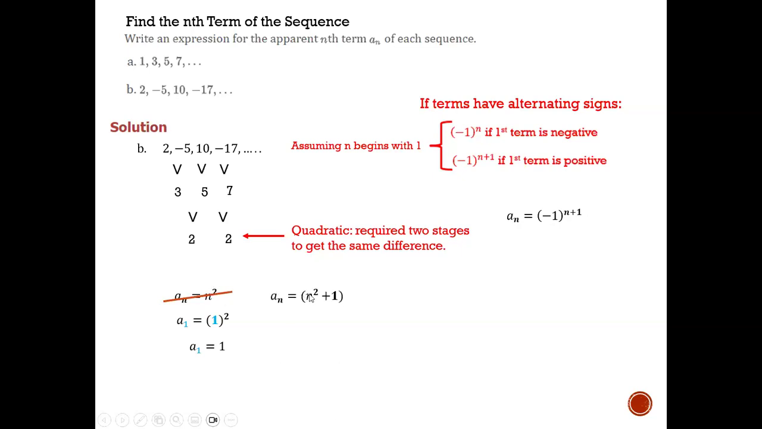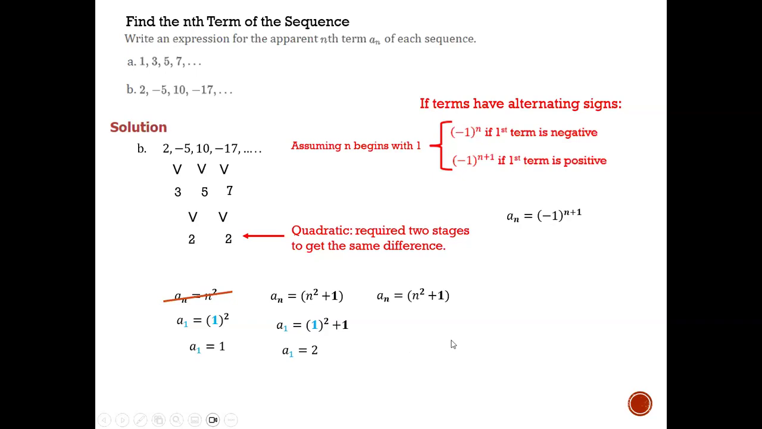So I'm going to try n squared plus 1. Why? Because when I plugged in a 1, I got a 1, but I wanted a 2. So let's see if adding 1 is going to help me get that value that I wanted. So now I plug it in here, my first term. I should get a 2, so I plug in a 1 as my first term. So 1 squared plus 1 is 1 plus 1, which is 2.